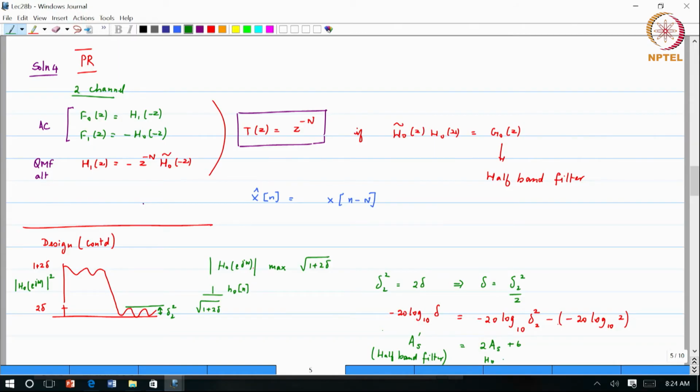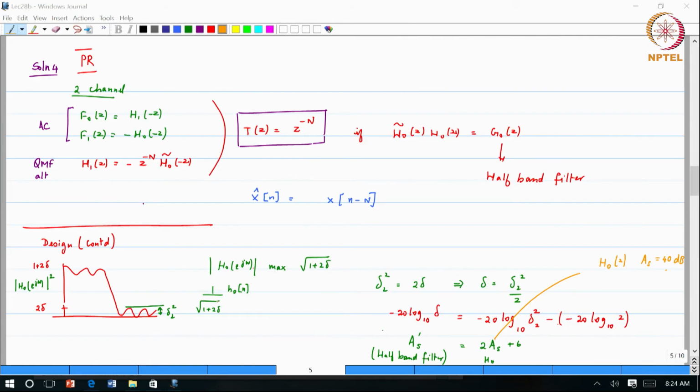Now, why is this even important for us? Because if you want to specify a certain attenuation for your H naught, let us say you want a stop band attenuation of 40 dB, how will you achieve it? You have to go back and tell the specification for the half band filter. What will you specify the attenuation of the half band filter as? 86 dB. Only then, after you go through the lifting and the factorization, will you get the correct value.